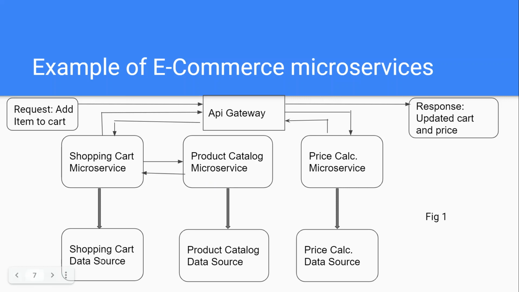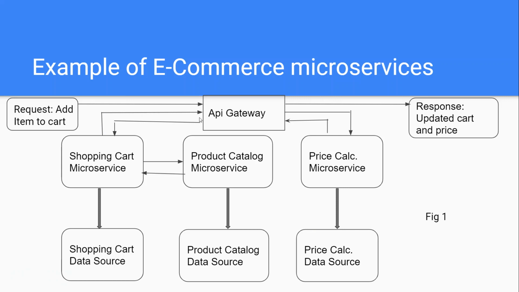Now, all of these services have their own data sources, whereas this one doesn't. The shopping cart then stores the user's shopping cart information in its own data source and returns a representation of the updated shopping cart to the API gateway. So it returns an updated shopping cart to the API gateway.